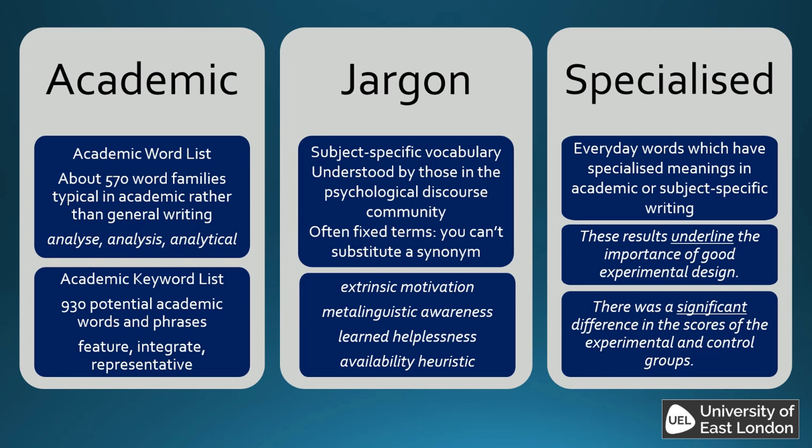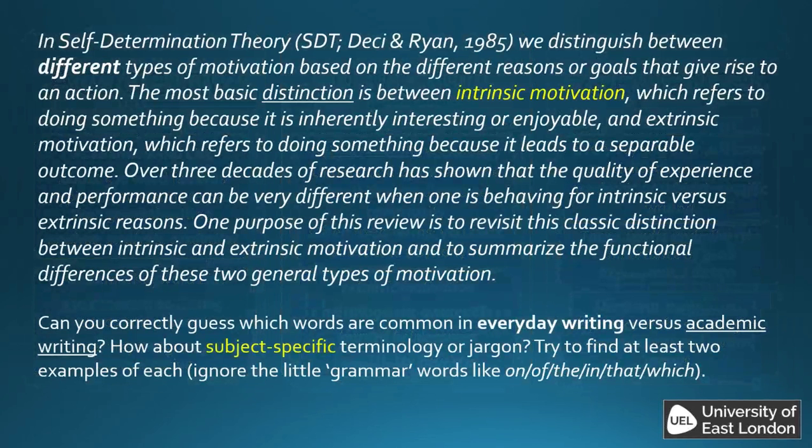Can you correctly guess which words are common in everyday writing versus academic writing? How about subject-specific terminology or jargon? Try to find at least 2 examples of each. For example, distinction is an academic word, different is an everyday word, and extrinsic motivation is a subject-specific term. Pause the video as usual and then restart when you're ready for feedback.